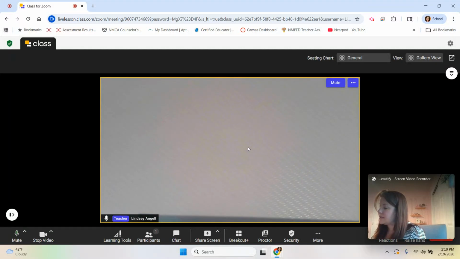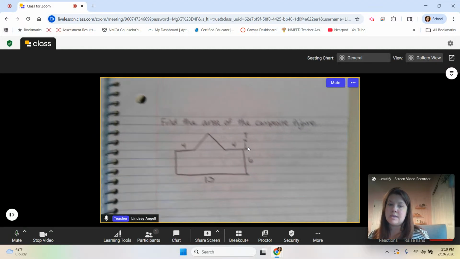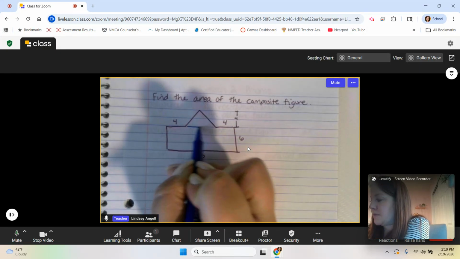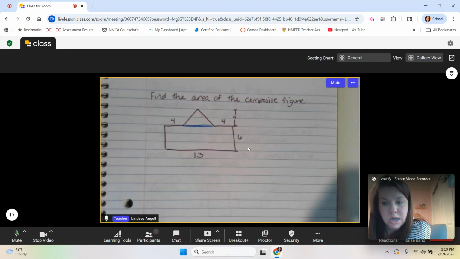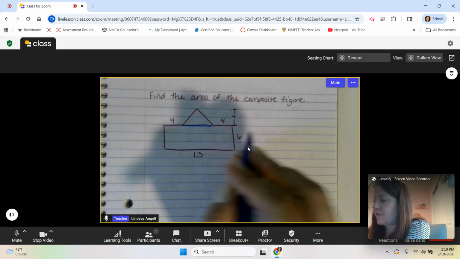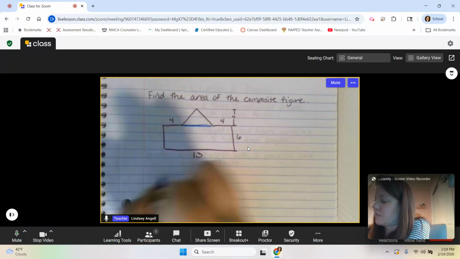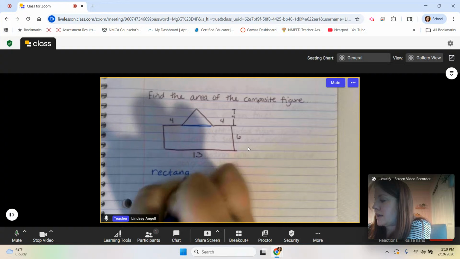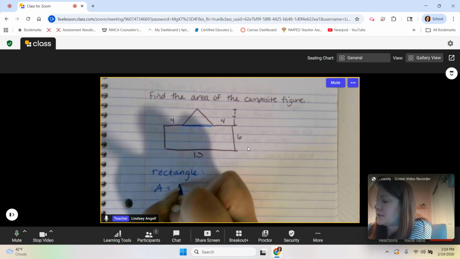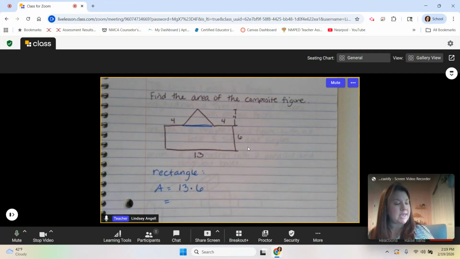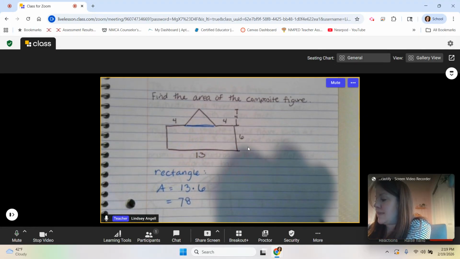Okay? And I've got one more for us. Find the area of the composite figure. Okay? So this figure here is made up of two separate shapes where we've got a triangle sitting on top of a rectangle. Well, for finding the area, for the rectangle, it's a 13 by 6 rectangle. So, to keep myself organized, I'll say the rectangle area is 13 times 6, which should be 78, but just to be sure, yep, there it is, 78.